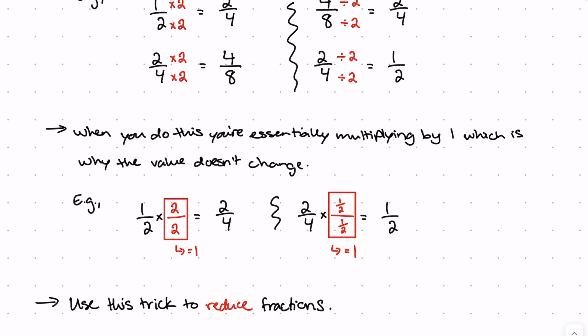So when you do this, essentially what you're doing is multiplying by 1, and that is why the value doesn't change. So what we're doing when we're multiplying 1/2 by 2 in both the numerator and the denominator is we're multiplying by 2/2. And if you remember, any number divided by itself is 1. So 2/2 is the same thing as 1. So what we're doing is multiplying 1/2 by 1, but we're changing the appearance of that 1. And that is why the appearance of our product changes as well.